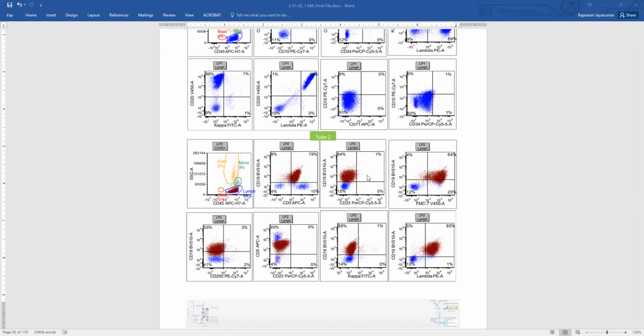Then we see that it is negative for CD23, it's positive for FMC7, it is negative for CD200. So these are the markers that are going to differentiate the two CD5 positive B cell lymphomas, CLL/SLL and mantle. CLL is positive for CD23 and CD200, and it is usually negative for FMC7, but here we see that our B cells are negative for CD23 and CD200, and they're positive for FMC7. So this is a mantle cell lymphoma with circulating mantle cells in the peripheral blood.